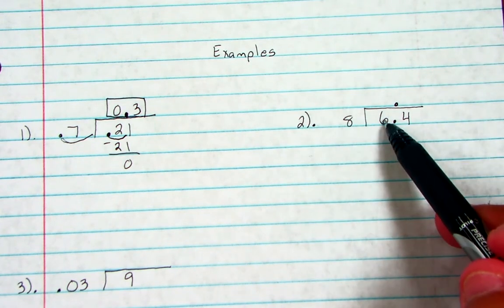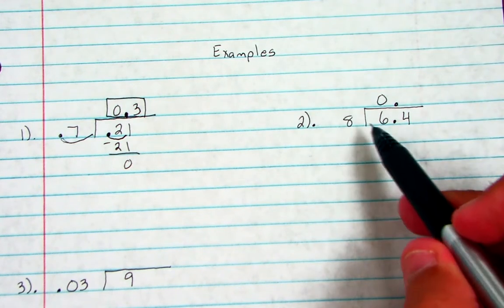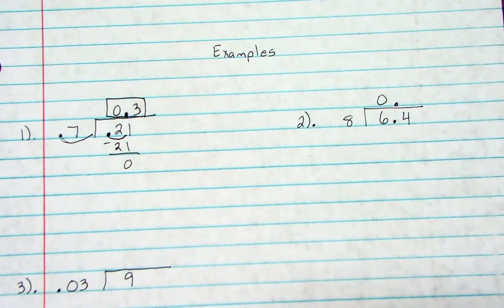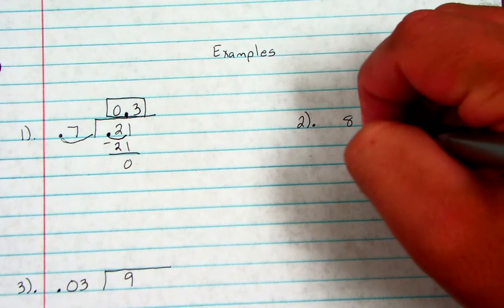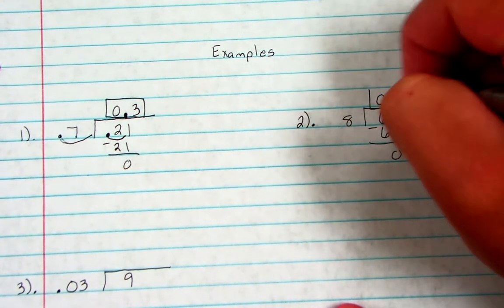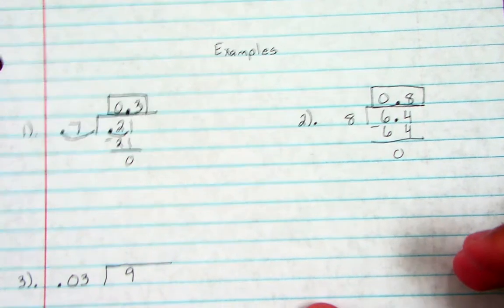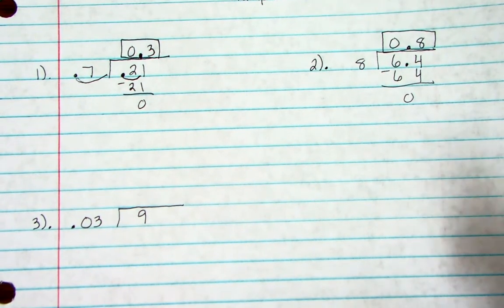How many times can 8 go into 6? Well, it can't. But 8 can go into 64 8 times. And you just solved that problem now too. Not too bad. All right, now let's look at number 3.